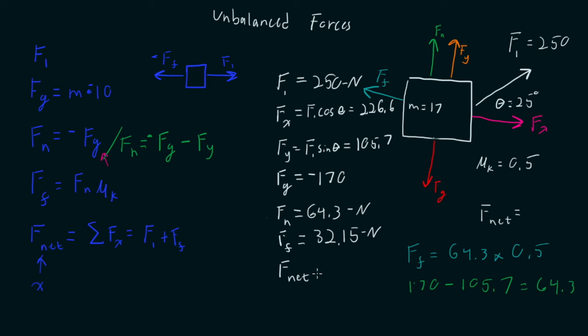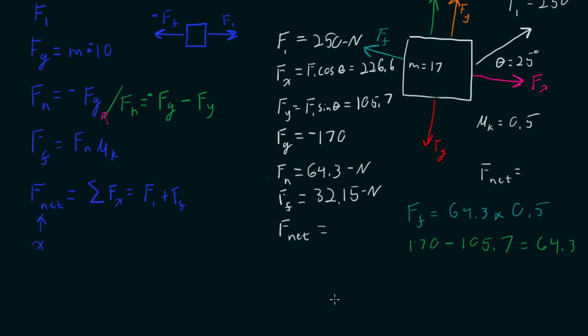And now finally, my F net. I can now solve for my F net, which is going to be my applied force in x of 226. Because remember, this F net is only going to be in the horizontal plane. So 226 minus my force of friction, which is really plus a negative force of friction, which is 64.3, which will be 162.3 newtons. So my F net is 162.3.